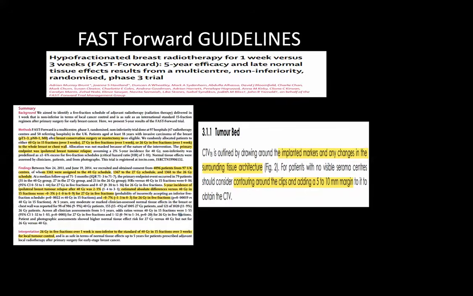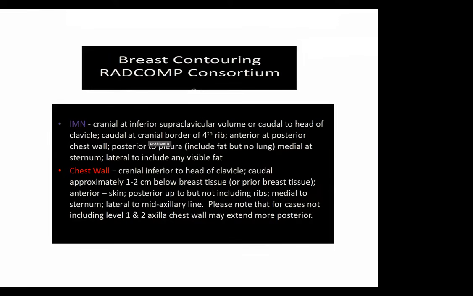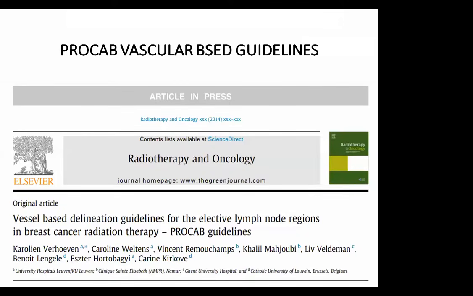Another guideline is the FAST-Forward guideline. I will show you later how to deal with the FAST-Forward guidelines. These are the planning techniques for the FAST-Forward guidelines: whole breast, chest wall, and boost. Another is the RADCOMP guidelines. You can easily get them from the e-contour site or other sites. These are from the RADCOMP consortium. Another guideline is the Pro-cup vascular guidelines, also published in the Green Journal, 2014. So these are the various guidelines. I will come to them later; you can go through these things later.